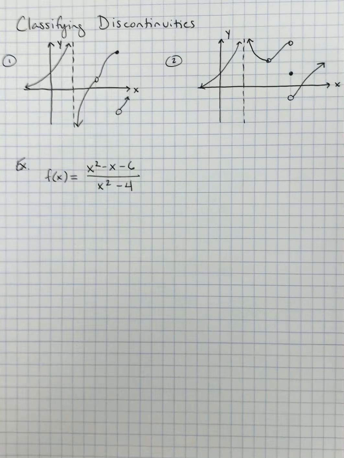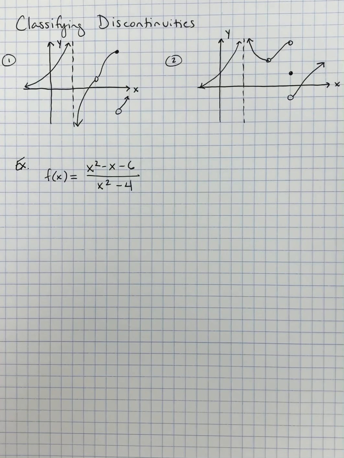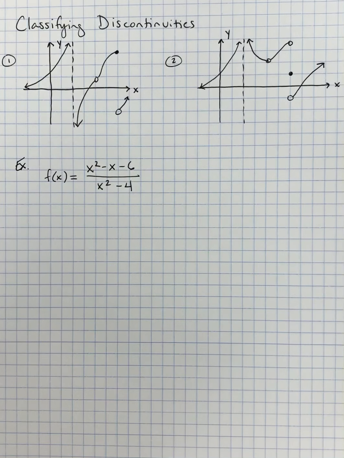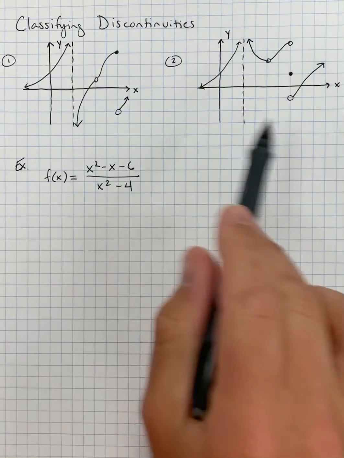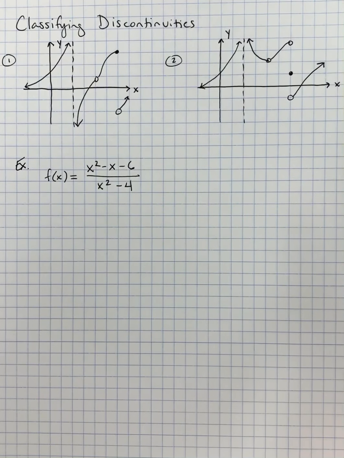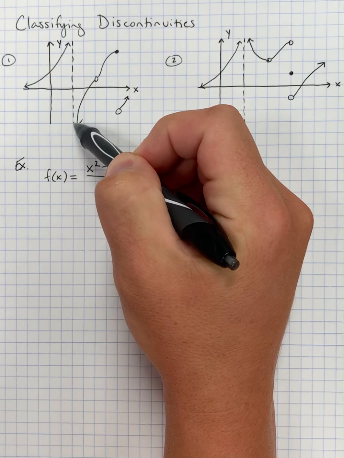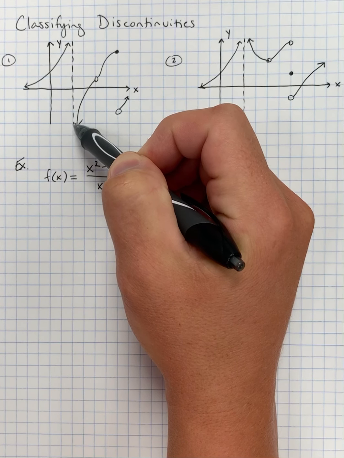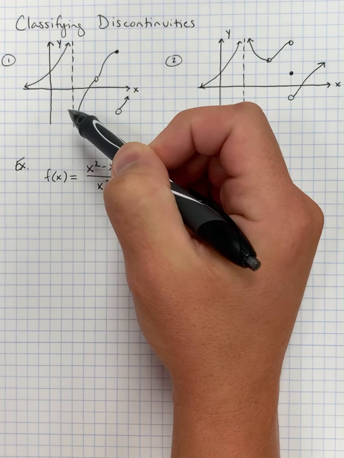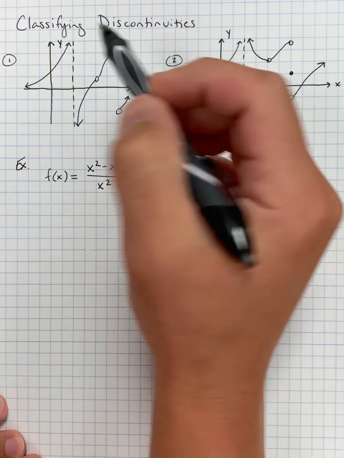All right, ladies and gentlemen, let's take a look at some examples for classifying discontinuities. You can see here that we have two graphs set up already. In the first graph, we have all three different types of discontinuities. We have a vertical asymptote here, which shows a non-removable discontinuity. It's not removable, so we call it non-removable.